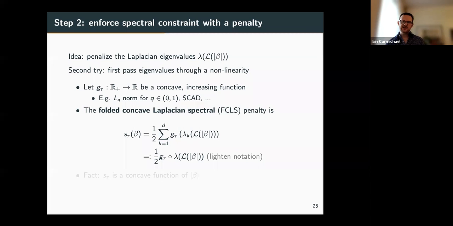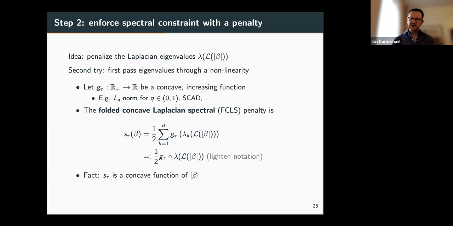The idea is to, instead of summing the raw eigenvalues, pass the eigenvalues through some nonlinearity before we sum them. In particular, I'm going to take some concave function g, which should be concave and increasing. Think of an Lq norm, the square root, or maybe the SCAD function. I'm going to take our vector, compute the Laplacian eigenvalues, pass them through our concave function, and add that together. That's going to be the folded concave Laplacian spectral penalty. I'm going to write it as g composed with lambda to ease notation in the sequel.